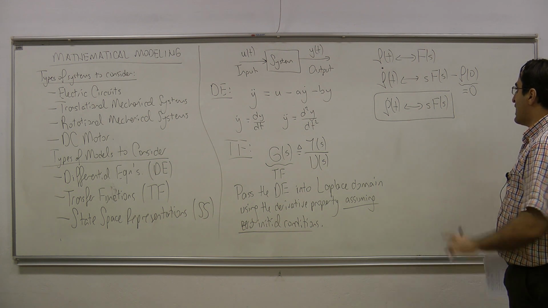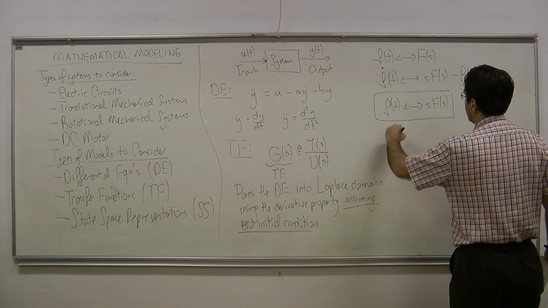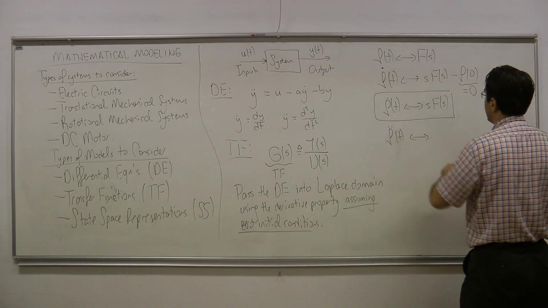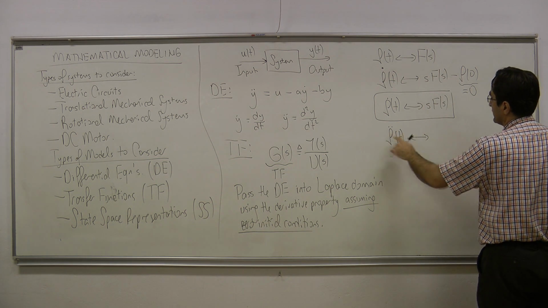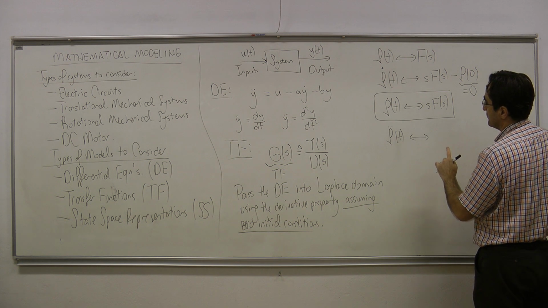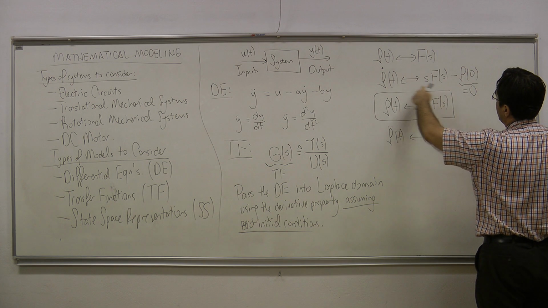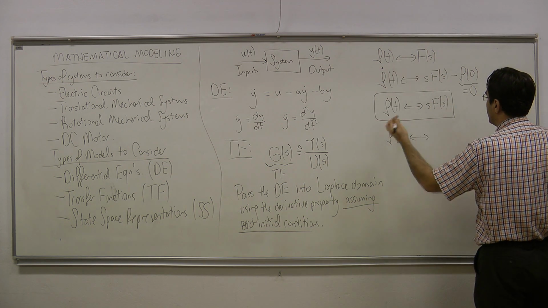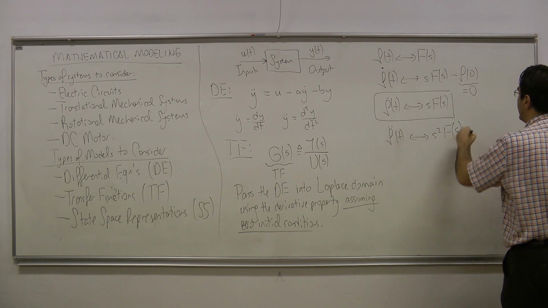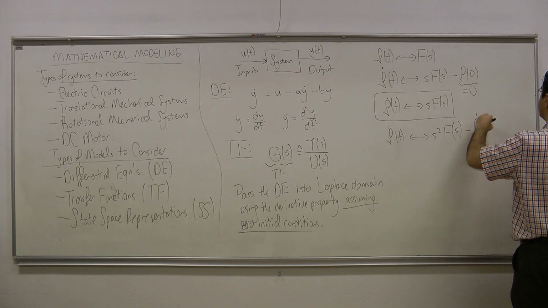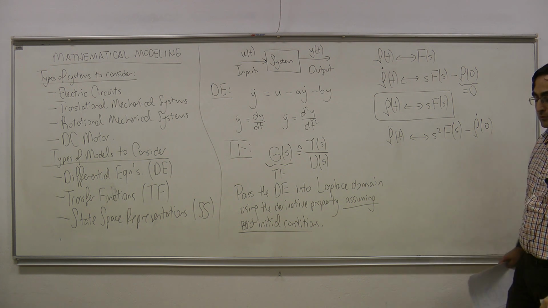I can repeat the same idea for the double dot. f double dot of t has the Laplace transformation of the derivative of f dot, so by using this property I will have s squared times F of s minus f dot of 0, the value of the derivative of the function at time t equals 0.